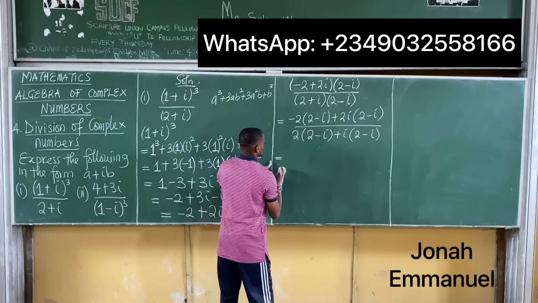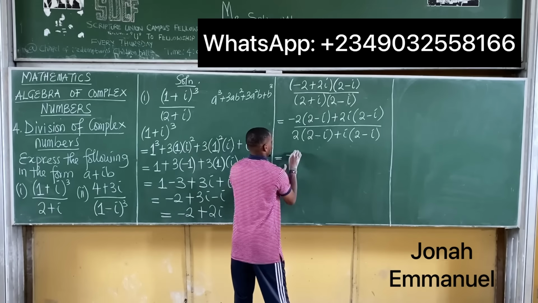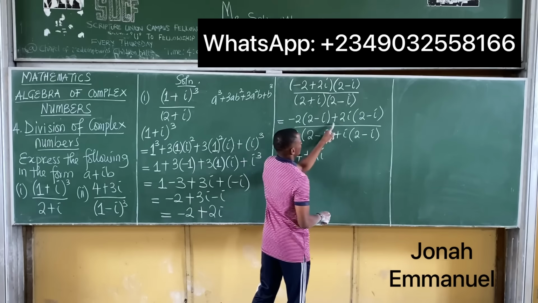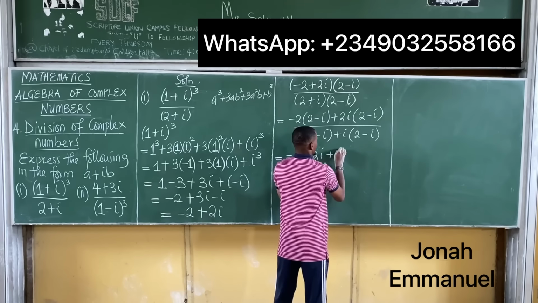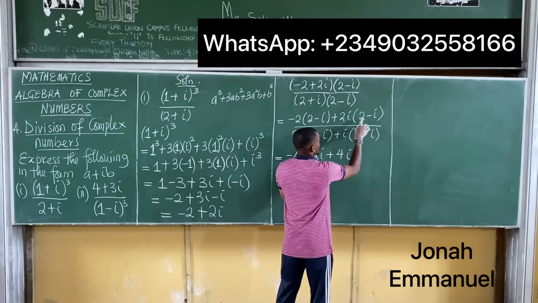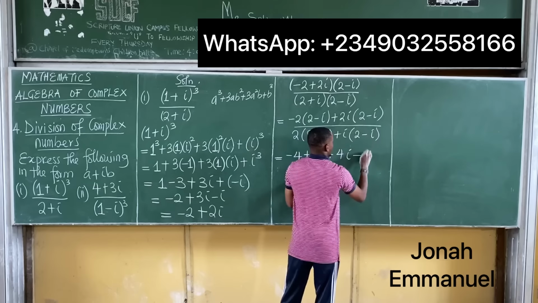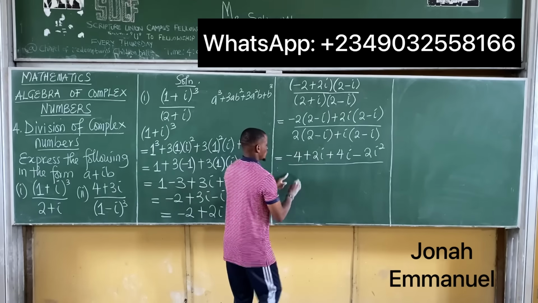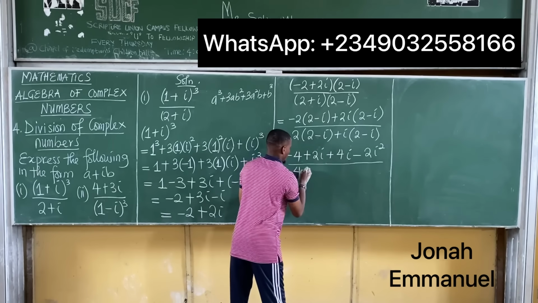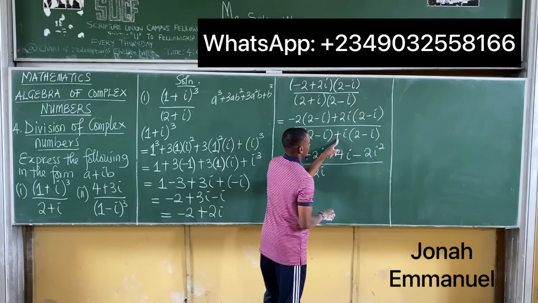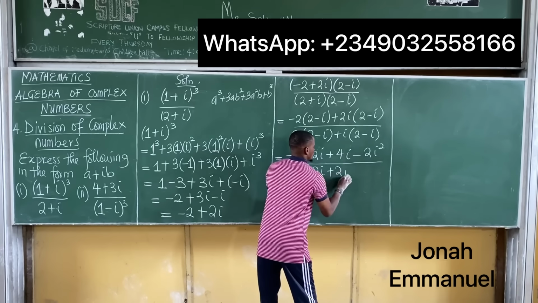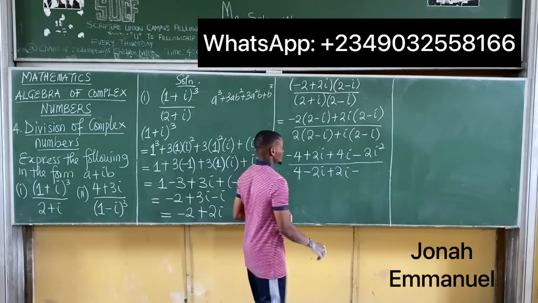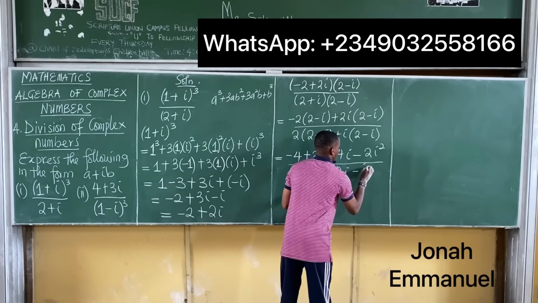Alright, so this is now equal to minus 2 times 2 is minus 4. Minus times minus is plus. I have the 2i. Plus times plus is plus. 2 times 2 is 4. Bring the i down. Plus times minus is minus. 2i times i is 2i squared, all over 2 times 2 is 4. 2 times minus i is minus 2i, plus i times 2 is plus 2i, plus times minus is minus, i times i is i squared.